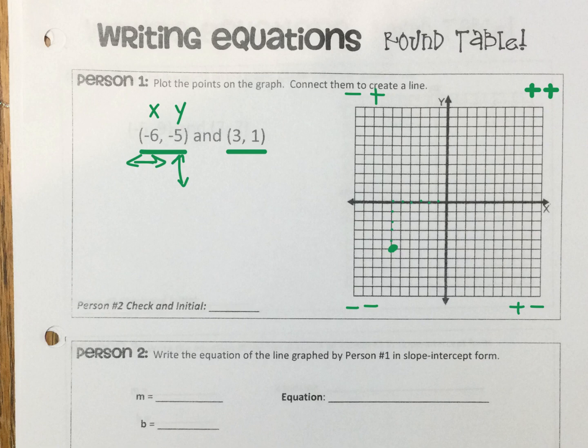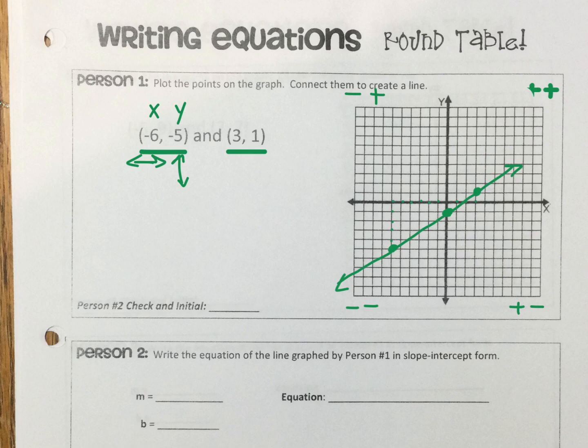Okay, (3, 1). They're both positive, so they're going to be over here in this one. So first I've got to go over 3. 1, 2, 3, and up 1. All right, this is the hardest part, connecting the dots on a line. Okay, I'm going to go ahead and add an extra dot for you right there.